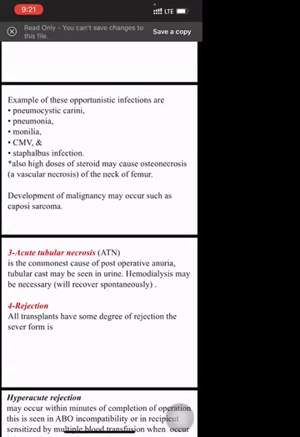cytomegalovirus, and Epstein-Barr virus.